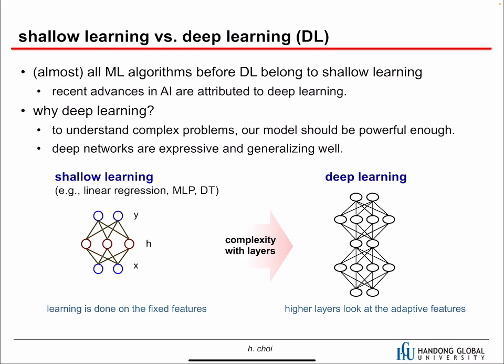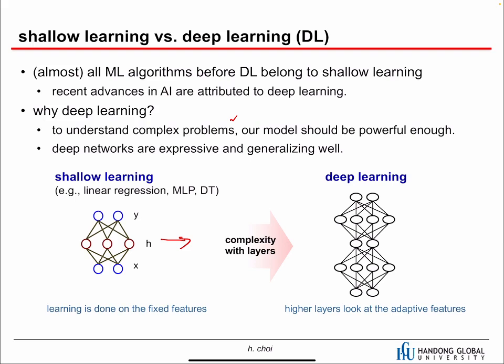And why deep learning? Why do we have to talk about deep learning while we have a lot of machine learning algorithms? Basically, to understand complex problems, the model should be powerful enough, so we need a bigger model. But there are two different directions. With neural networks, we can have a bigger network in this direction, with more nodes in this layer, or we can have more layers. We're going to talk about these two approaches in the next slide.